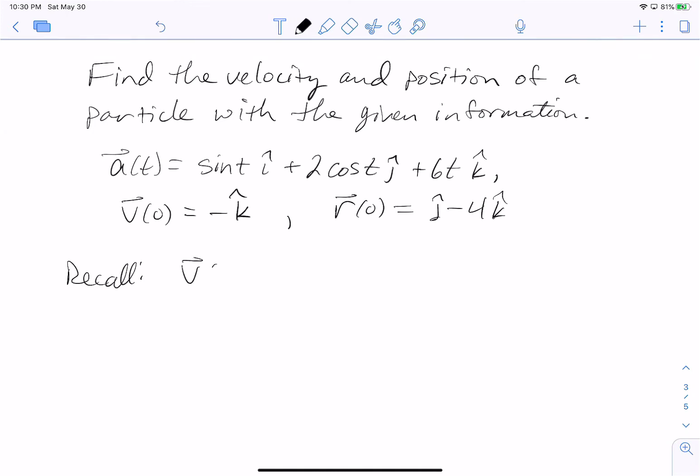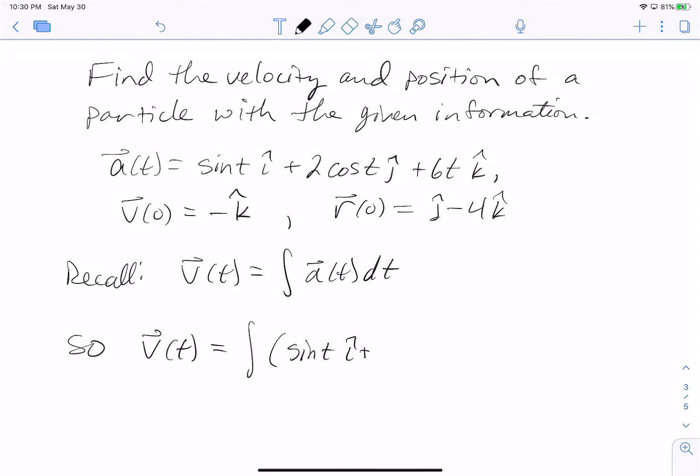Initial position r(0) is j - 4k. Remember that velocity is the integral of acceleration. So in our case, our velocity v(t) is going to be the integral of sin(t)i + 2cos(t)j + 6tk dt. A couple of things. This is an indefinite integral, and so we're going to pick up a constant of integration, but that's where the initial condition is going to come in.